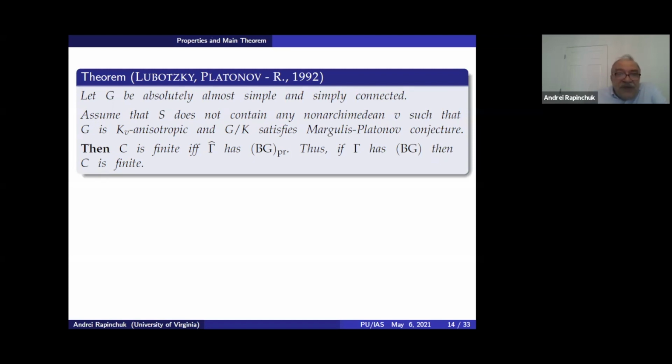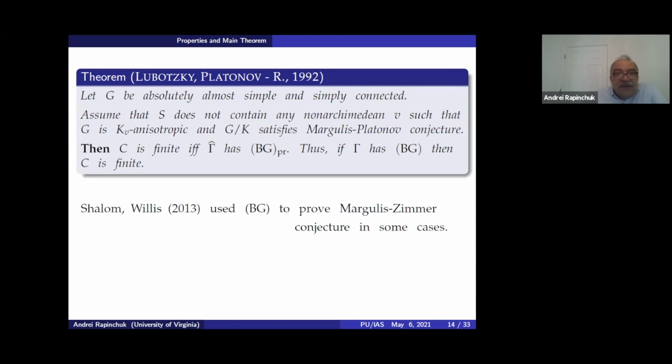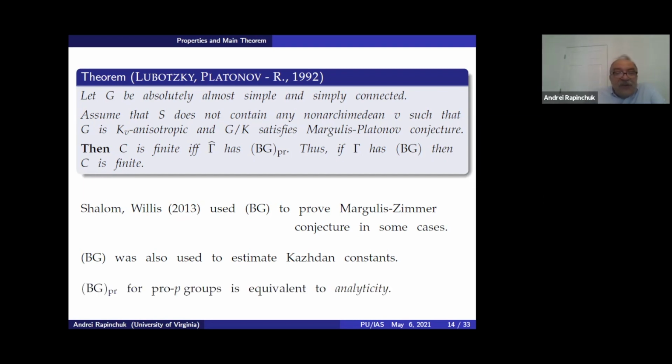But bounded generation was used also for other purposes. For example, Shalom and Willis used bounded generation to prove, at least in certain cases, the Margulis-Zimmer conjecture on commensurated groups. Bounded generation was also used to estimate Kazhdan constants in certain cases. And for completeness, let me mention that bounded generation for pro-p groups is actually equivalent to their analyticity. So bounded generation has quite a few consequences, and this justifies the interest in that property.